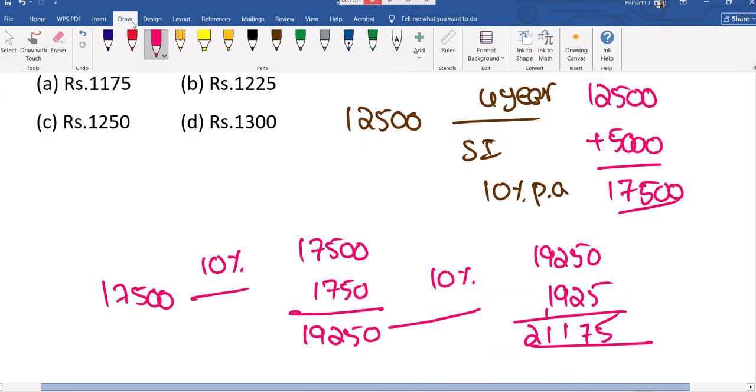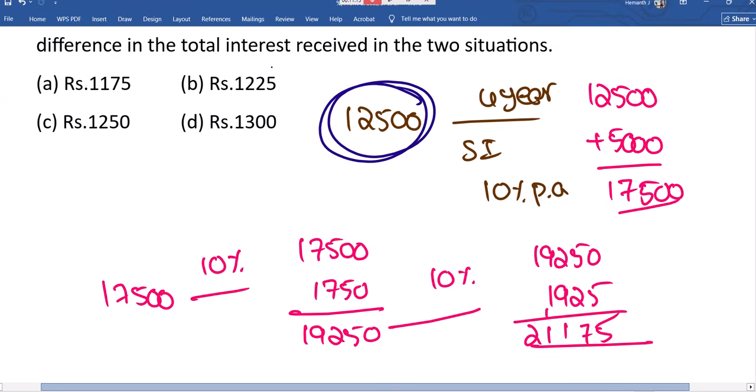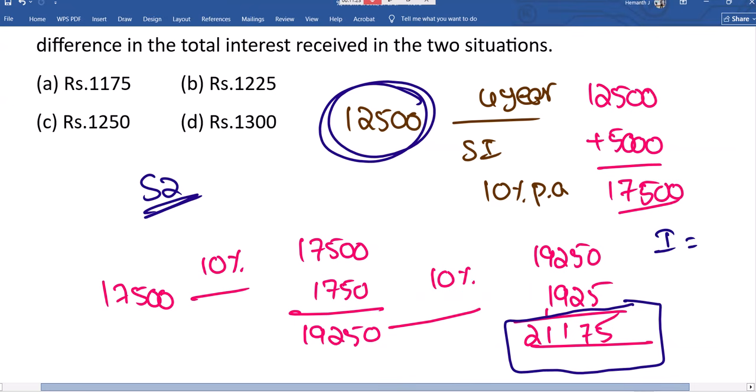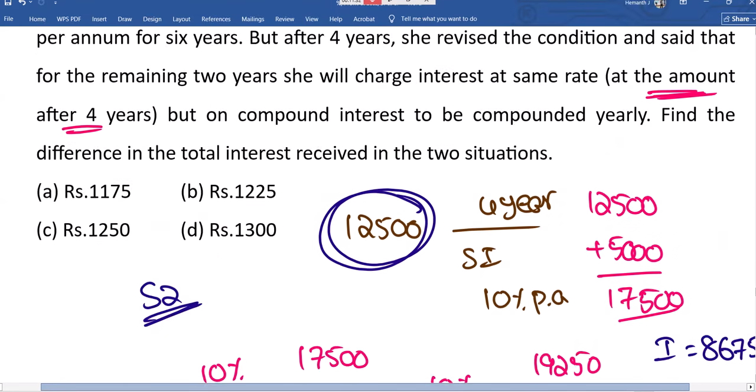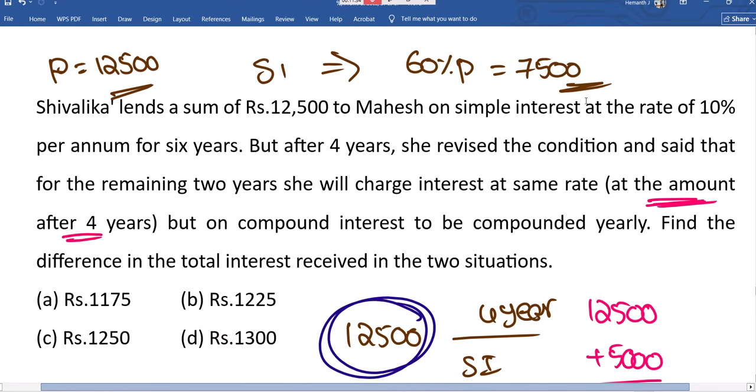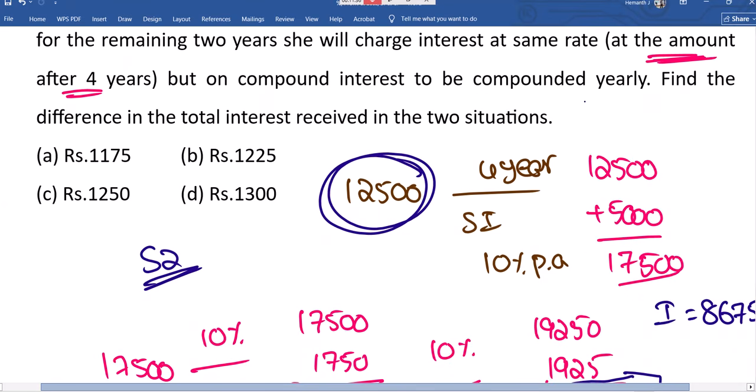We finally got 21,175. What is the interest in second case here? This is situation 2. What is the extra you got? Extra is what? Simple interest. How much extra? 8,675. Above is 7,500. Difference is 1,175.